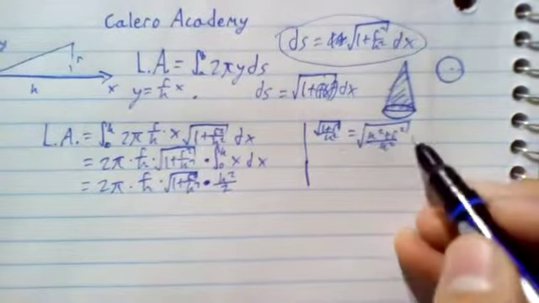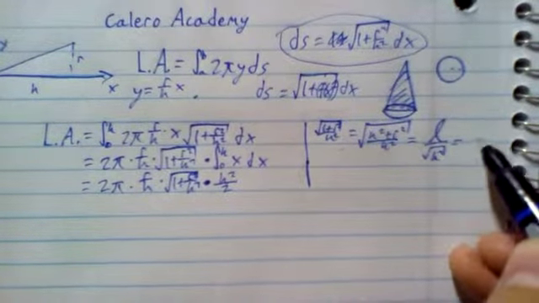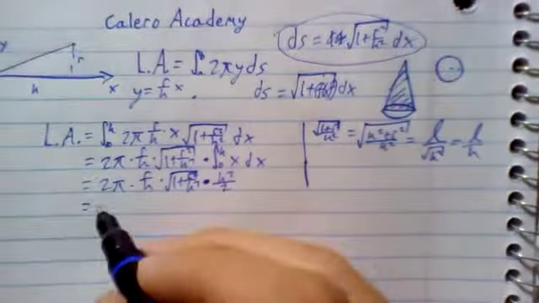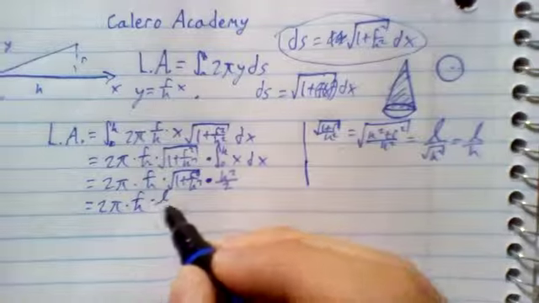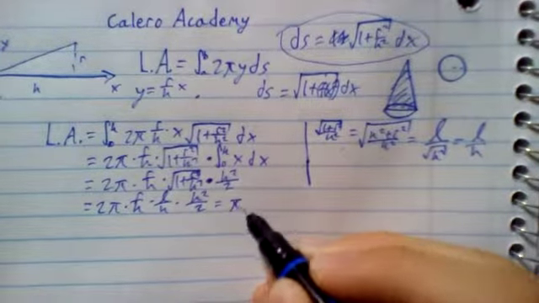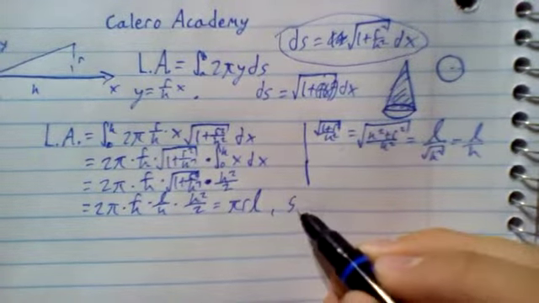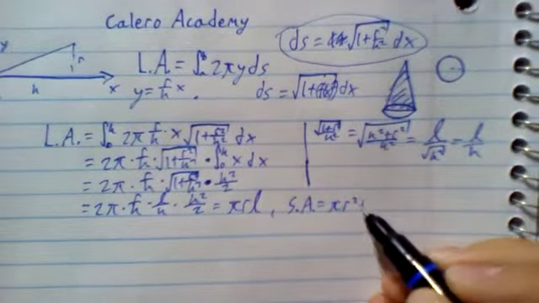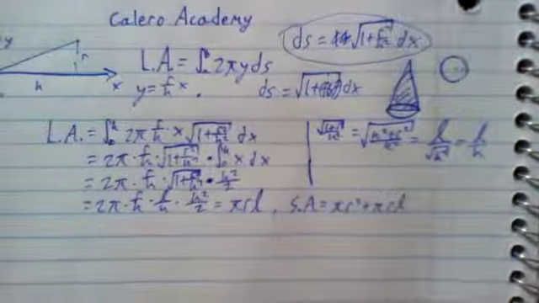And so we can simplify this as being equal to L on the root of h squared, which is equal to L on h. And therefore we can rewrite our lateral area as being equal to 2 pi times r on h times L on h times h squared on 2, which is equal to pi r L. And that is the correct lateral area of a cone. And to get our surface area, we just add pi r squared. So it's pi r squared plus pi r L. Okay, so that ends our approach 1.